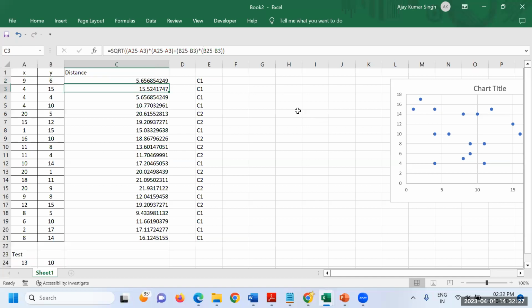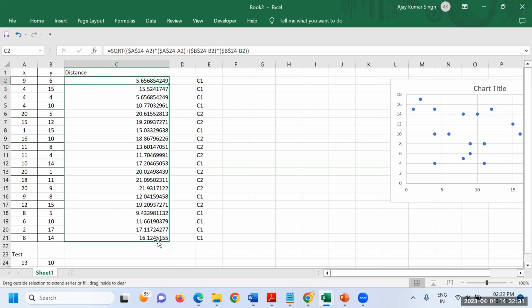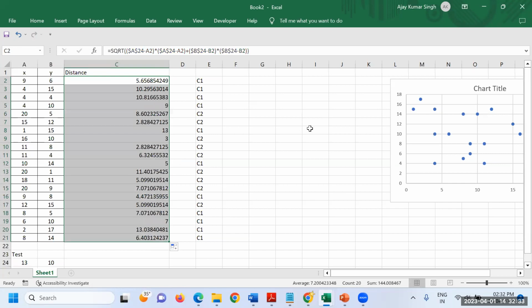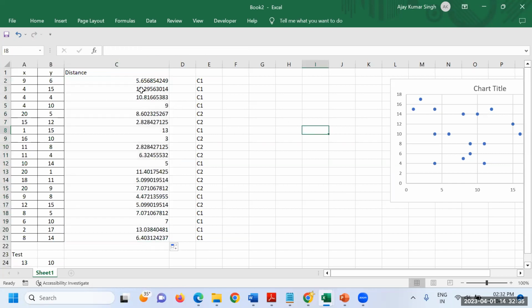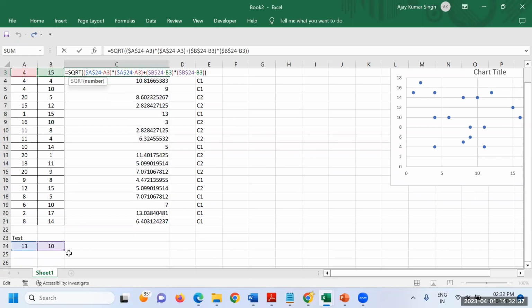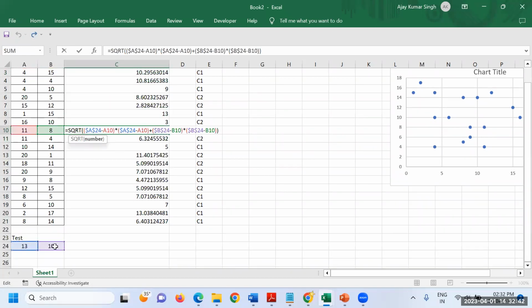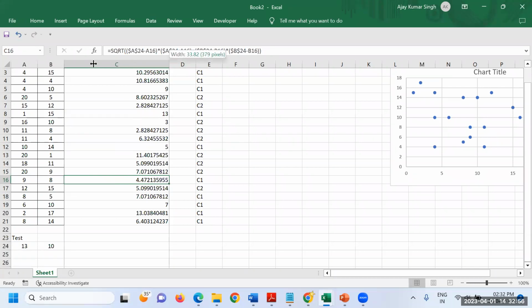Okay, so let's again enter. Now let's again try to drag. So the value has changed. Now let's see. Let's take any at random. Now it is working. This point with this one. Let's take this one. This point with this one. So this point and this one. Okay, so we calculated the distance.